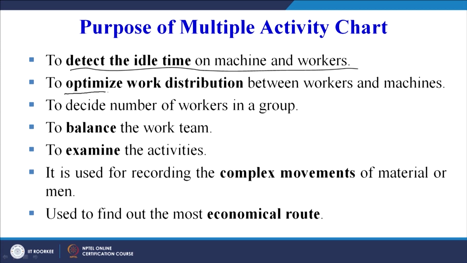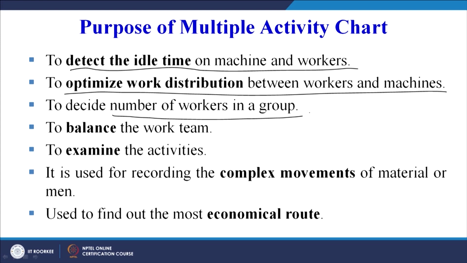So the multiple activity charts will help us to detect the idle time on machine and workers, to optimize the work distribution between the workers and the machines. Maybe the machine may also require certain rest periods in order to function properly. So in that case we can schedule our operations in such a way that we are able to utilize the idle time of the machine and the worker to ensure those rest periods, so we can optimize the work distribution.